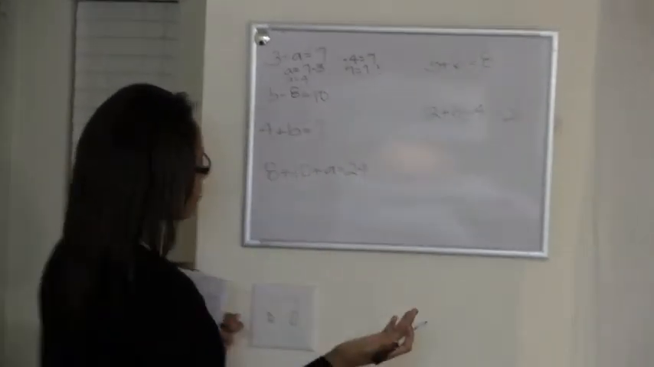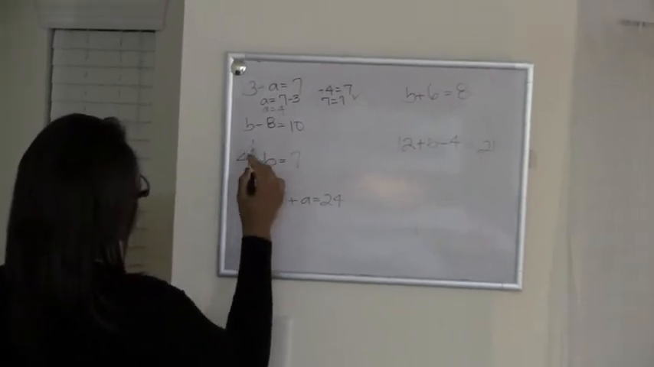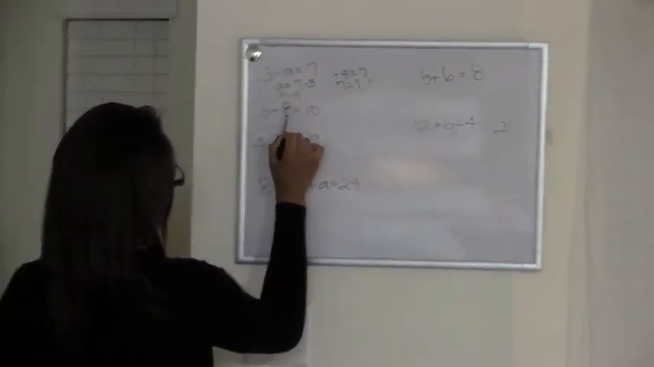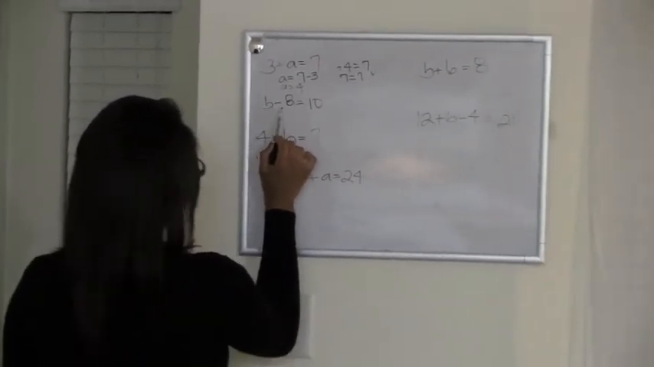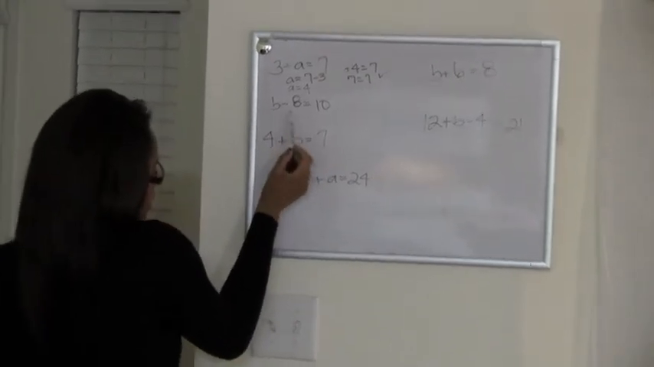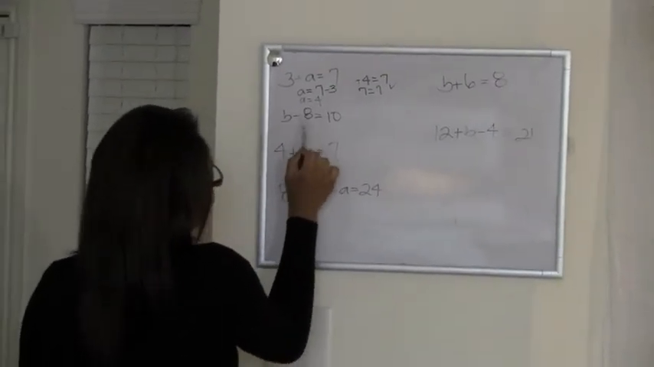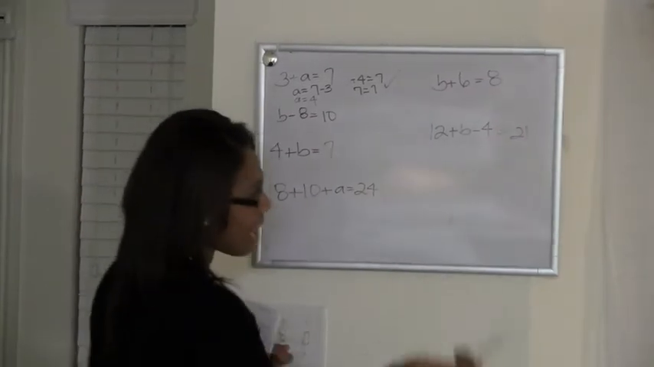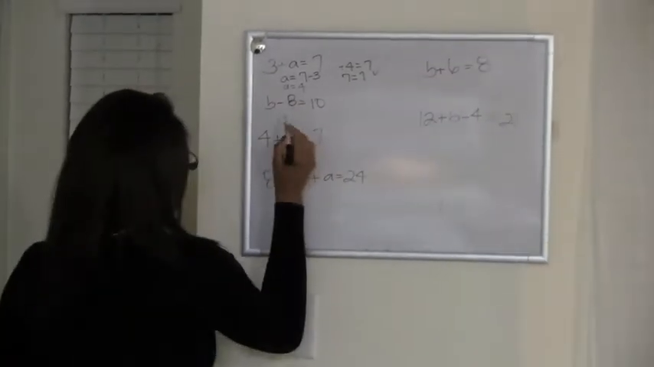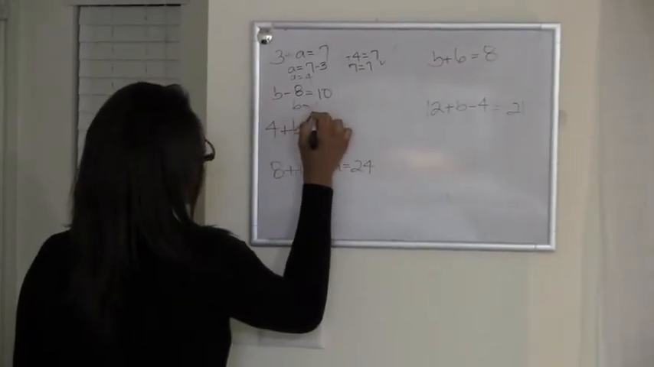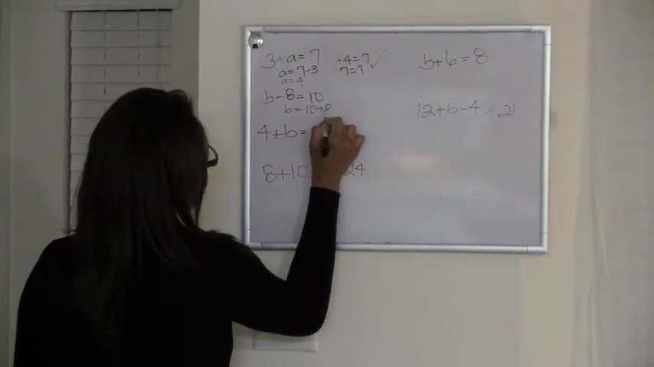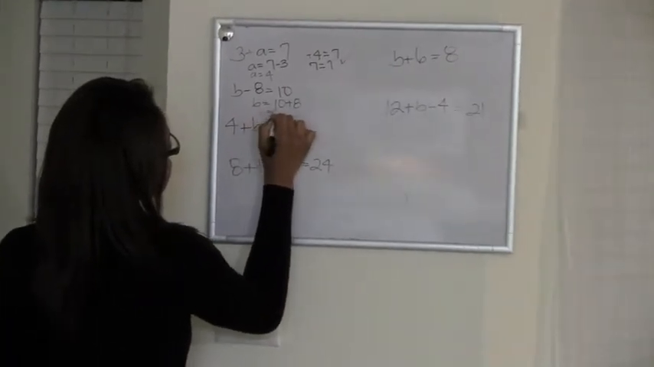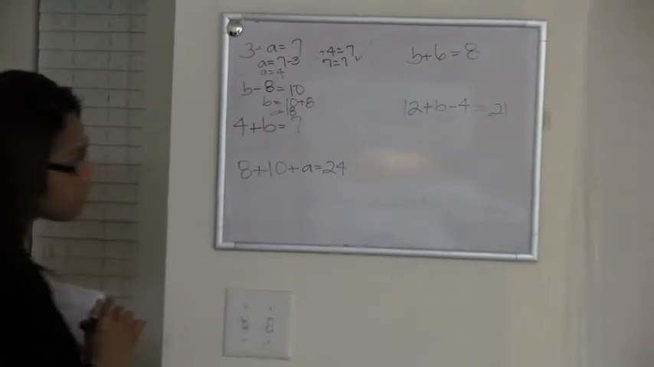Because really what you want to do is you want the opposite of the 8. See here, 8 would be considered a negative. So if 8 is being subtracted, then you would add it to the other side. So here you have b equals 10 plus 8. b equals 18. You see that?